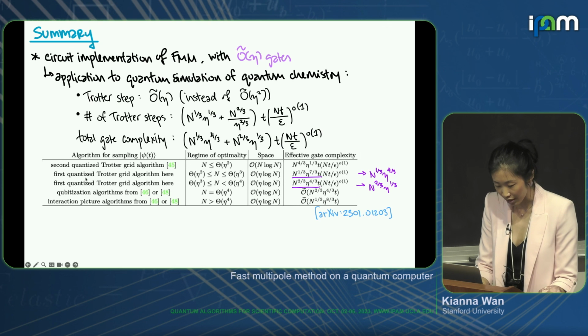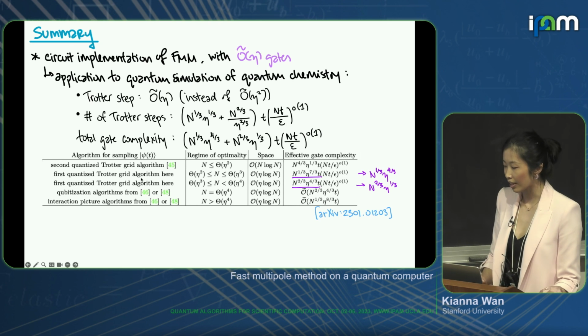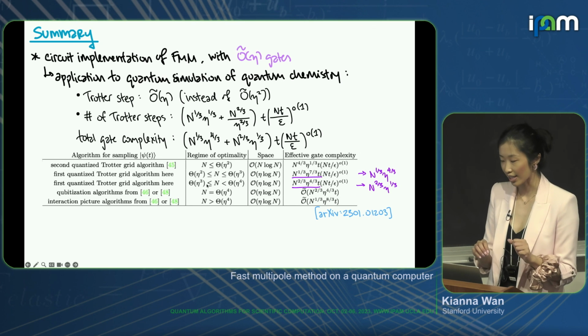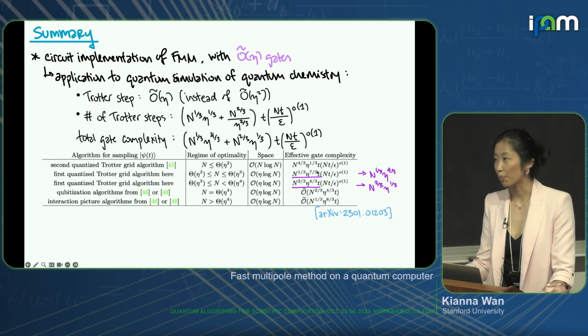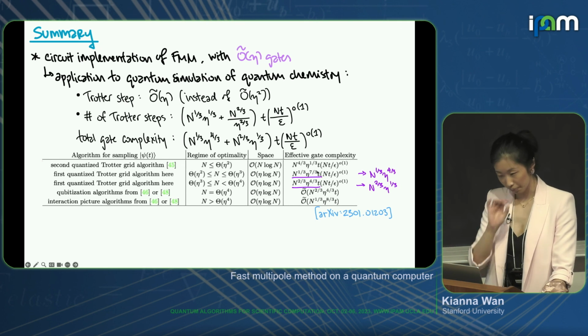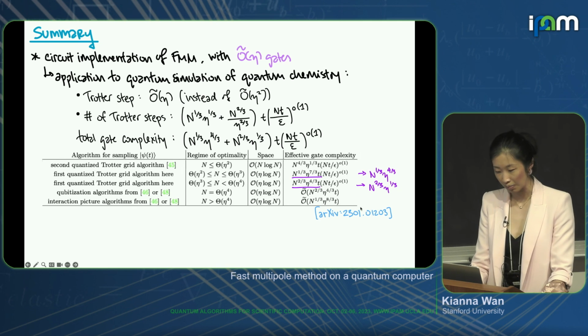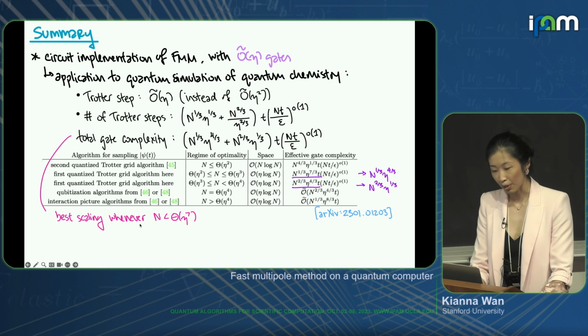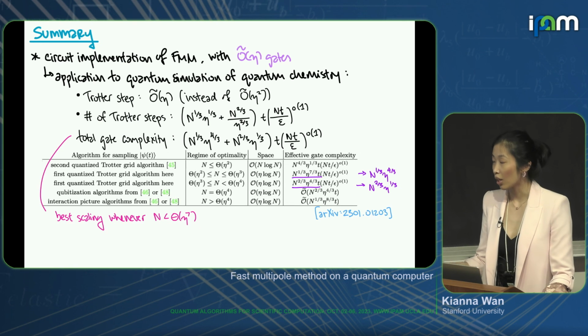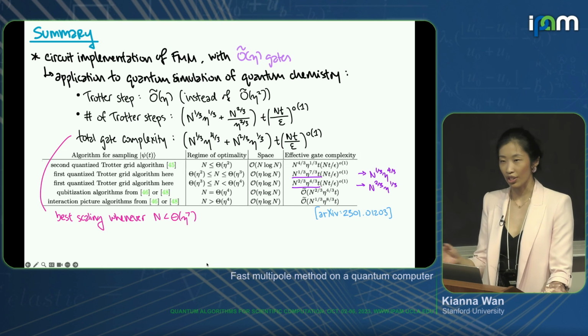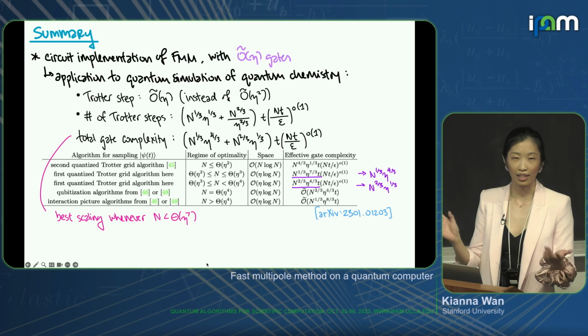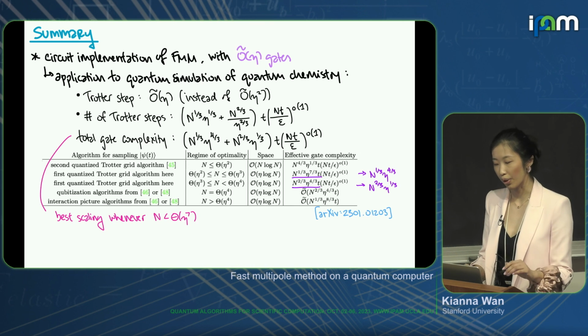So these two first quantized Trotter grid algorithms, the listed complexities result from computing V directly, leading to a quadratic cost for the Trotter steps. By replacing that with FMM, we essentially shave off a factor of eta. So comparing this to all the other algorithms, we see that our total gate complexity has the best scaling whenever n is less than order eta to the 7, which is usually going to be the case because if eta is 1,000, then n would be 10 to the 21, which is huge.